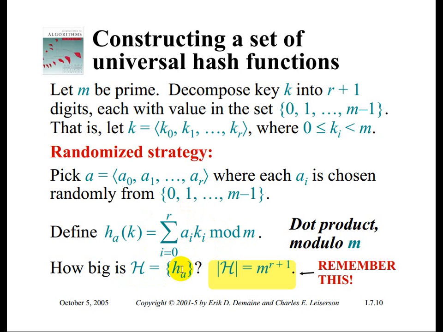H, which is equal to h of a, is actually m raised to r plus 1. Why? Because how are you forming this particular set A? A can take any values between 0 and m. A1 can take any values between 0 and m, and so on and so forth. So this entire vector A can take m raised to r plus 1 values, correct?